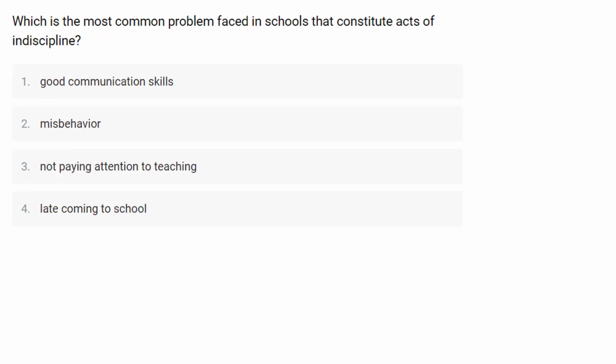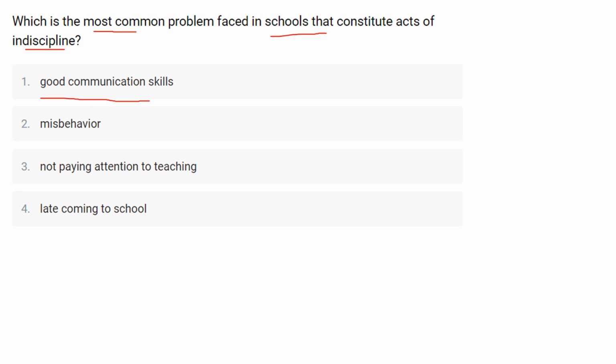What is the most common problem faced in the school that constitutes an act of indiscipline? So here in this question they have given you some problems and they ask which is the most common problem faced in the school that constitutes the act of indiscipline. The first option here is good communication skill. Do you feel good communication skill is the problem? No, it is not a problem. Having good communication will help the teacher to provide his message better to the student. The student will easily understand the message. So having a good communication skill is the most important thing.